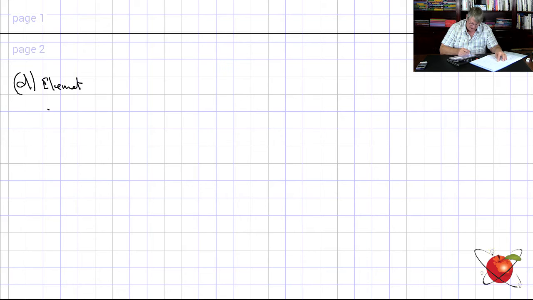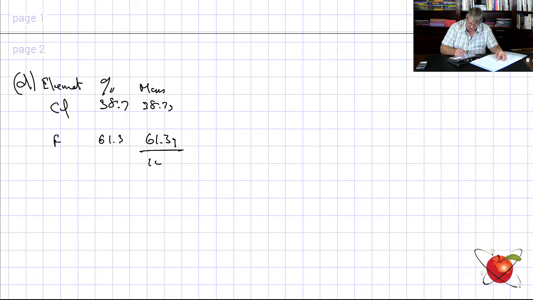Element. 38.7, 61.3. Oops, Kevin wrote down the percentages, didn't he? Okay. 38.7 is chlorine and fluorine. So we say 38.7, 61.3. Okay, change it from a percentage to a mass: 38.7 grams, 61.3 grams. Check you got 100, check you got 100%.